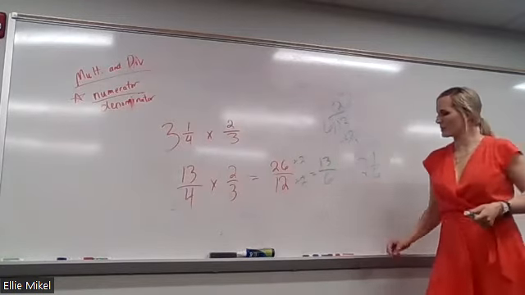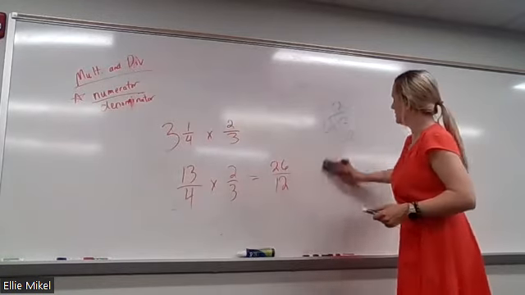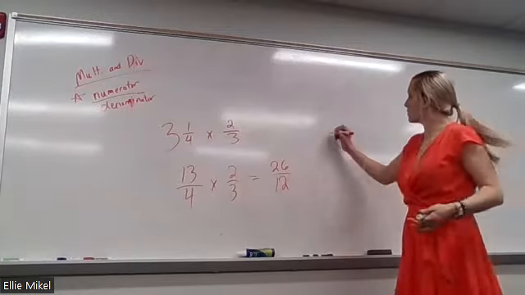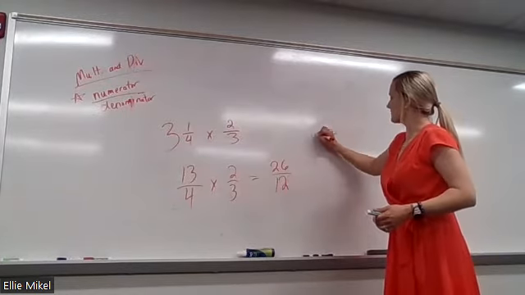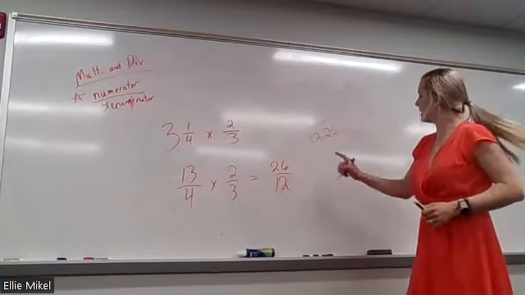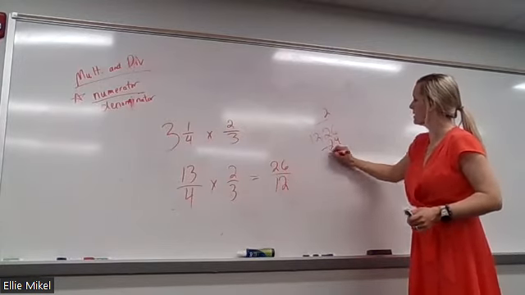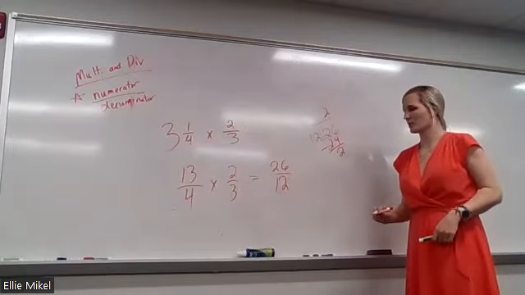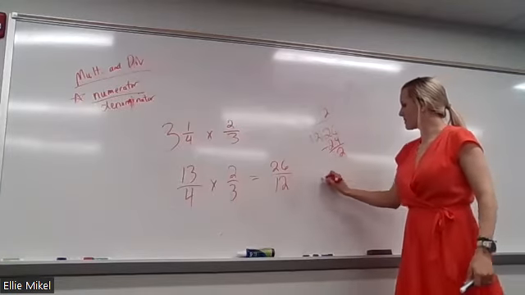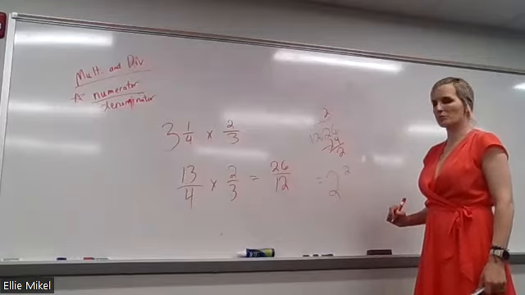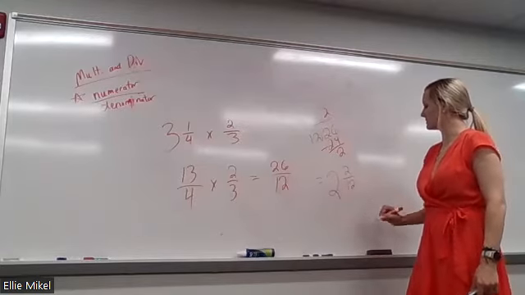And you could have gotten that from the 26 over 12 as well. If I chose to just stop there and say, well, it's in improper form, let's take 26 divided by 12. Totally fine. 12 goes into 26 twice because 2 times 12 is 24. So I get a remainder of 2. So my answer, remember, is my whole number, my remainder becomes the numerator of my fraction, and my denominator stays the same.